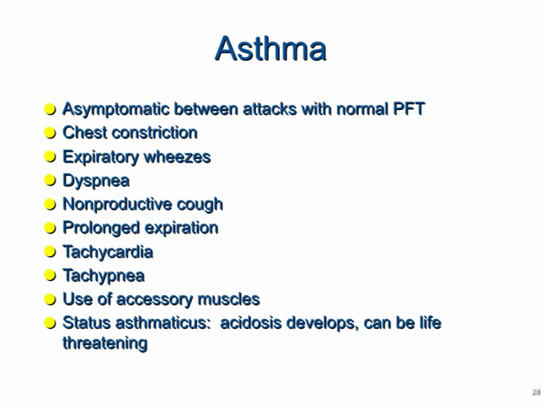Tachycardia, tachypnea, use of accessory muscles, that can all definitely occur with asthma exacerbations. Status asthmaticus is basically when they develop a very, very severe asthma attack. And that's where, like I mentioned before, they can get acidosis or they have CO2 retention.